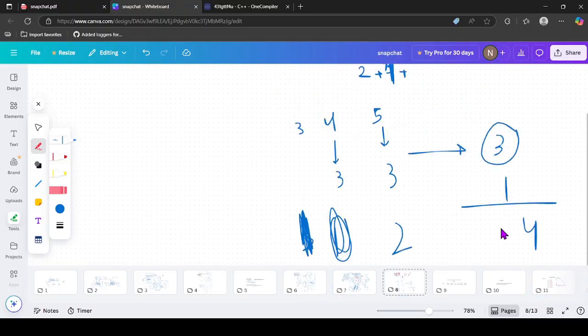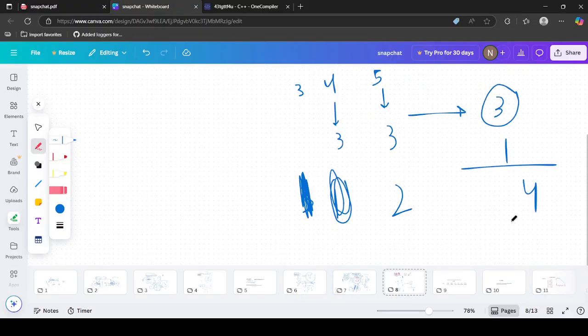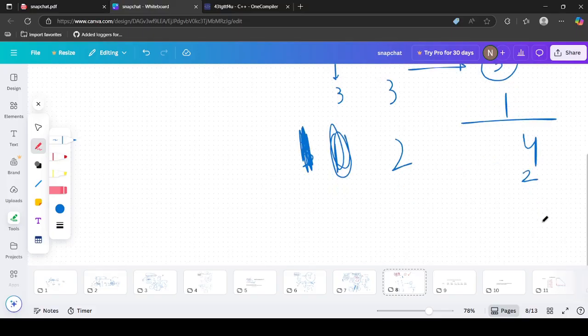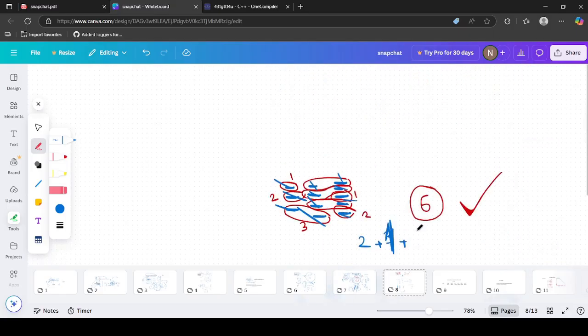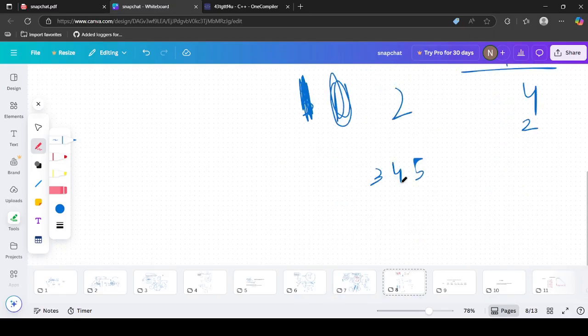And we can pair the other 2 also. So we have 3, 4, 5, 8. We can pair these 3 and these 3 first, so it will be 3 pairs. And we have 3, and we have 1, and we have 2.